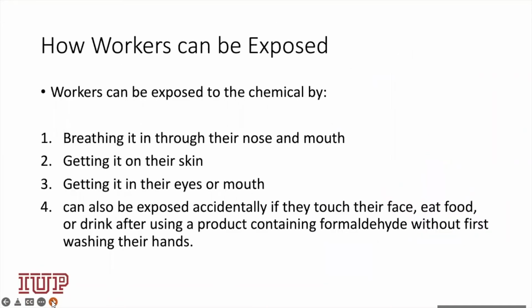So how can these workers be exposed? Workers can be exposed to this chemical by breathing it in through their nose or mouth, getting it on their skin, getting it into their eyes or mouth, and can be exposed accidentally if they touch their face, eat food, or drink after using a product containing formaldehyde without first washing their hands.